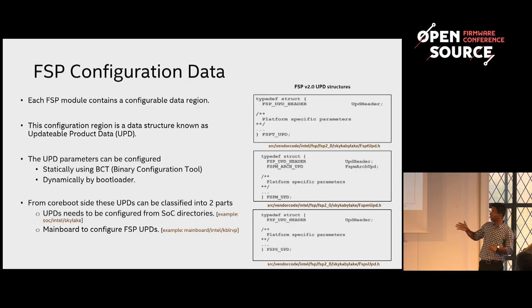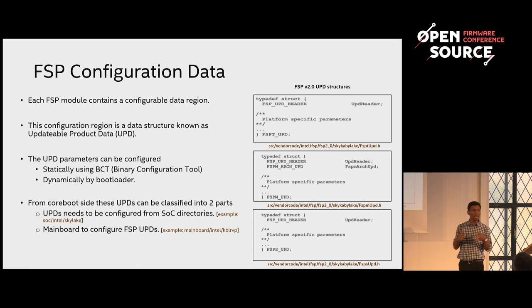So those inputs are basically the configuration data that we call UPD. You have to understand that each FSP blob, your FSPM, FSPT or FSPS, contains some kind of configuration data that we call UPD. Those are basically your inputs to the FSP itself. Your bootloader owns that input. It provides it based on your SoC design and mainboard design, and then FSP goes and executes those.